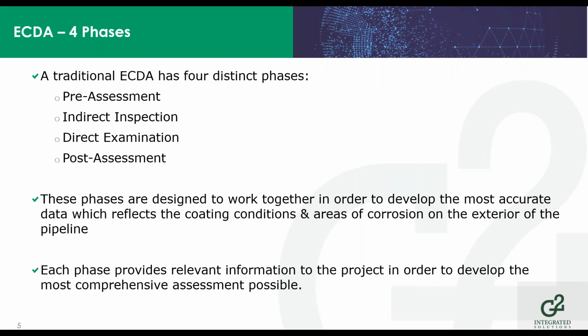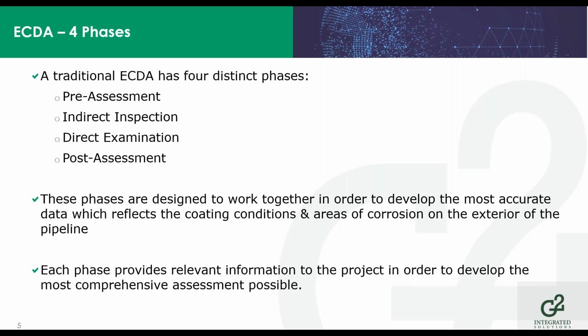So, a true ECDA project has 4 phases. It has pre-assessment, indirect inspection, direct examination, and a post-assessment phase. Each phase is designed to work with the previous phase in sequential order. So data from the pre-assessment phase will eventually tie into all 3 of the following phases. Your indirect inspection phase will then add another layer on top of that data to tie into the direct examination and the post-assessment.